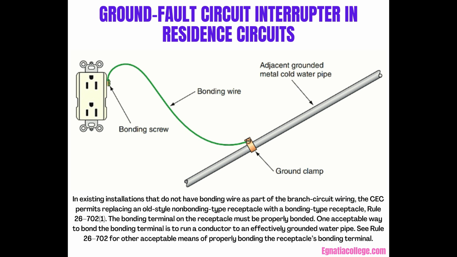Rule 26-702-2 also permits a bonding receptacle to replace an existing non-bonding receptacle if each replacement receptacle is protected by a Class A type GFCI, and no bonding conductors are extended from the receptacle to any other outlet.